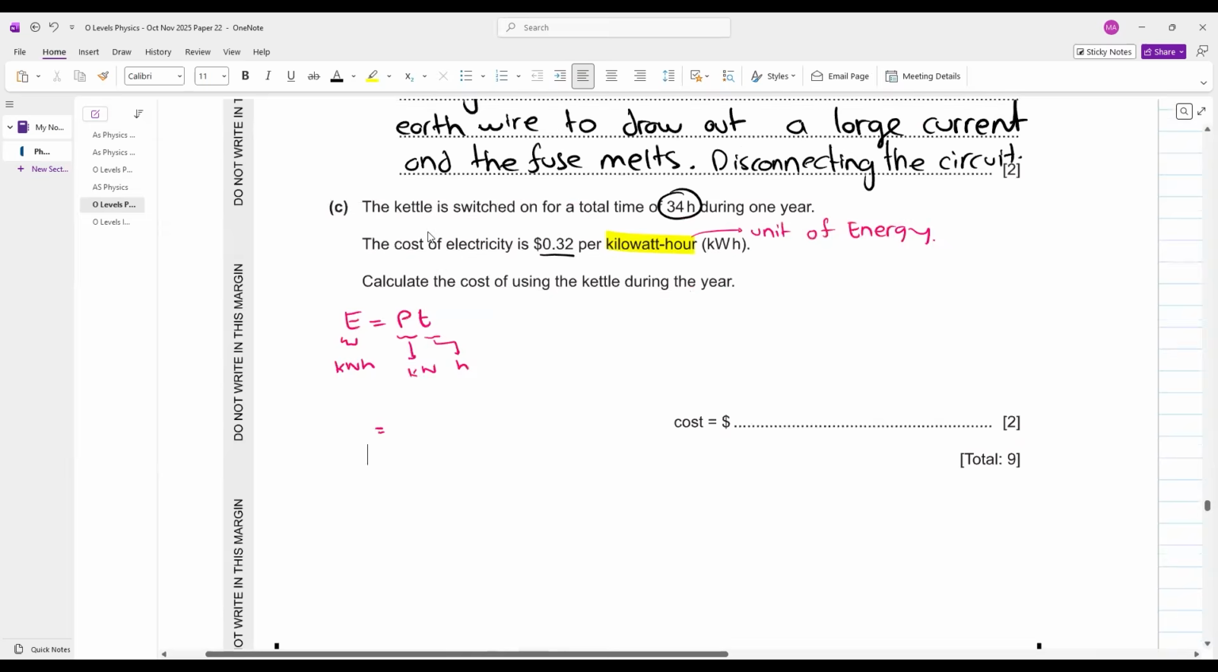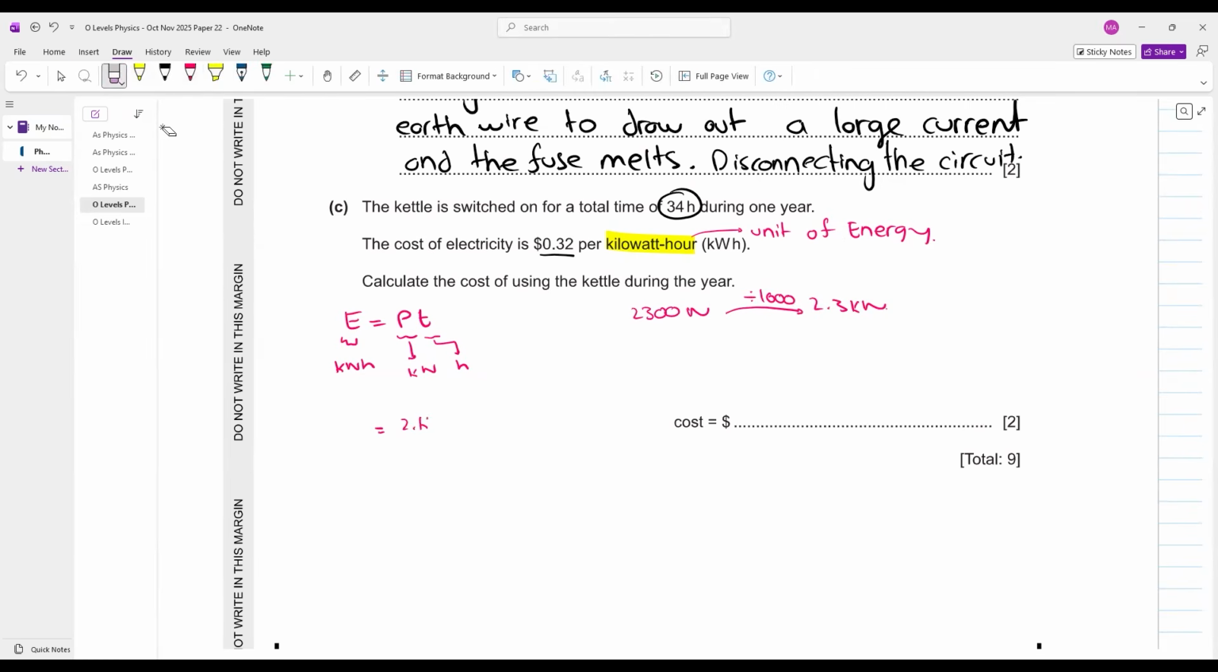ओके, इसको किलो में कैसे कन्वर्ट करेंगे? 2300 वॉट्स को किलो में कैसे कन्वर्ट करेंगे? डिवाइडेड बाई 1000, 2.3 किलो वॉट्स. 2.3 किलो वॉट्स आ गया. हमेशा याद रखो, वेन एवर यू हैव टू कैलकुलेट द एनर्जी इन किलो वॉट आवर, पावर किस में आ जाएगी? किलो वॉट में. टाइम क्या है?